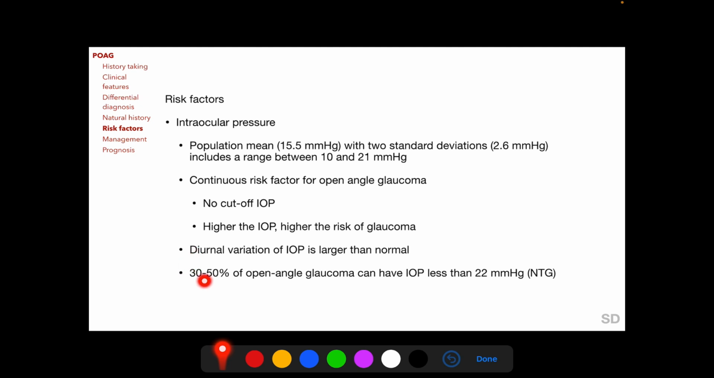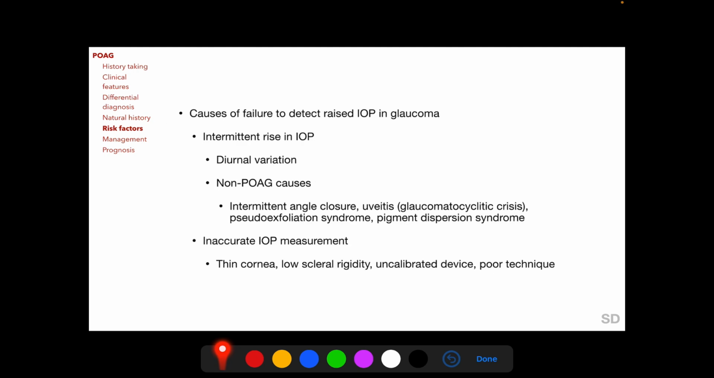And 30 to 50% of open-angle glaucoma patients can have an intraocular pressure less than 22 millimeters of mercury, and these patients are said to be having normal tension glaucoma. By definition, primary open-angle glaucoma has a raised intraocular pressure, but we may fail to detect this raised intraocular pressure in primary open-angle glaucoma patients because of intermittent rise in intraocular pressure which occurs due to diurnal variation, and we must exclude other causes of intermittent raised intraocular pressure which we have mentioned in differential diagnosis.